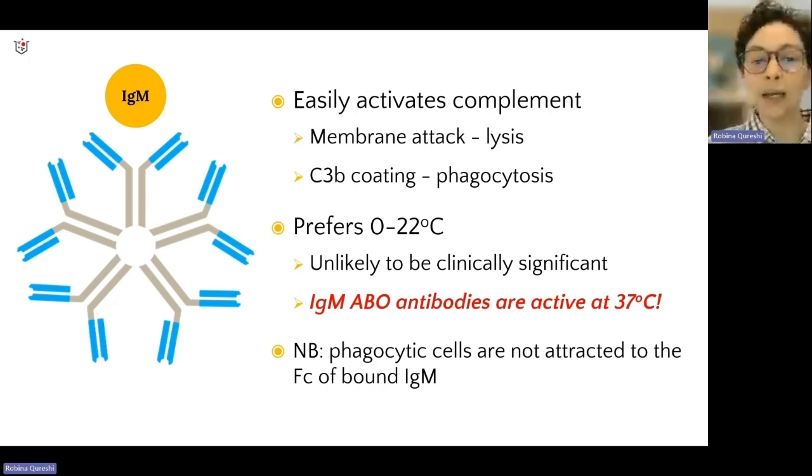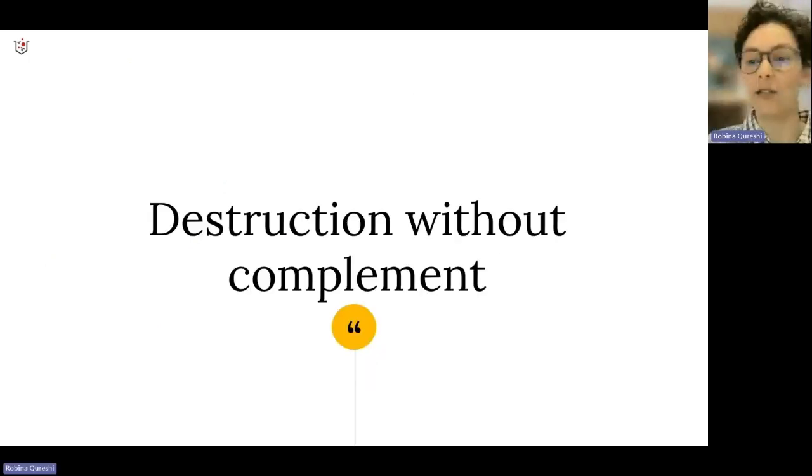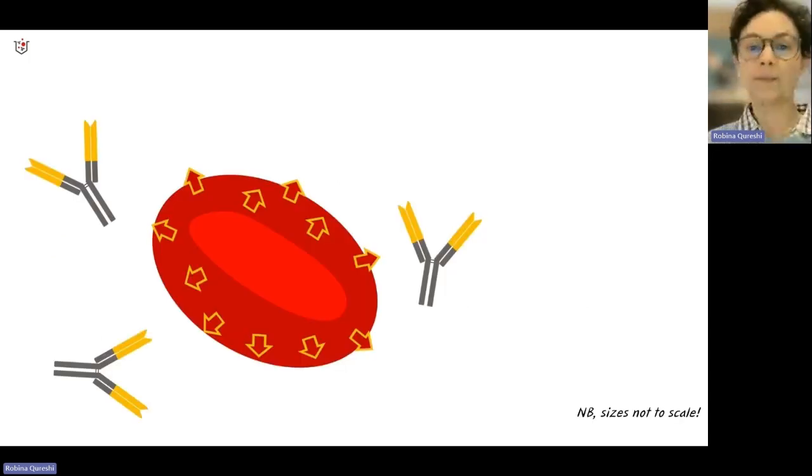Now, just to point out at this stage is that phagocytic cells are not attracted to the Fc of bound IgM. So the only way IgM binding can opsonize a red cell is through C3b ending up on the membrane because of the complement cascade, which we will look at in a bit. Okay, excellent knowledge there. So we're going to look at now destruction without complement.